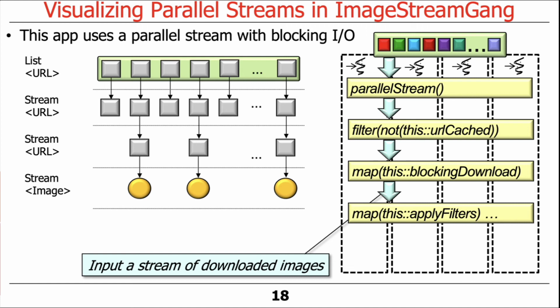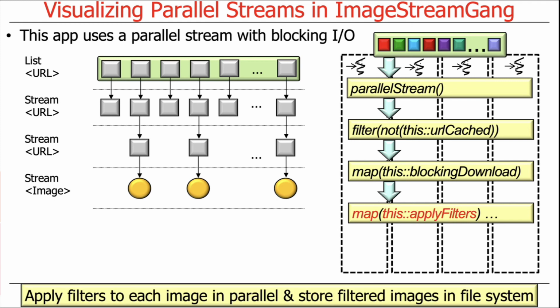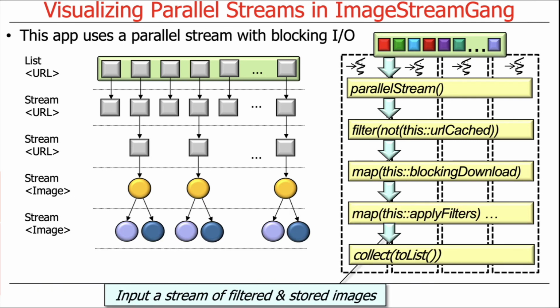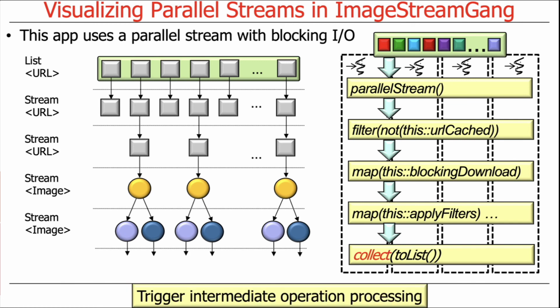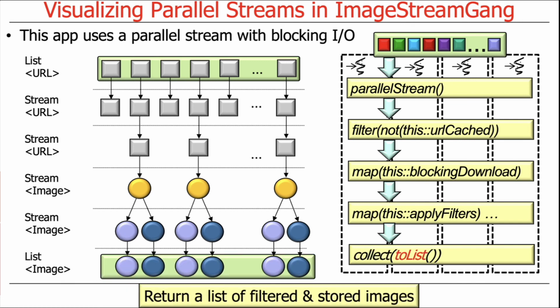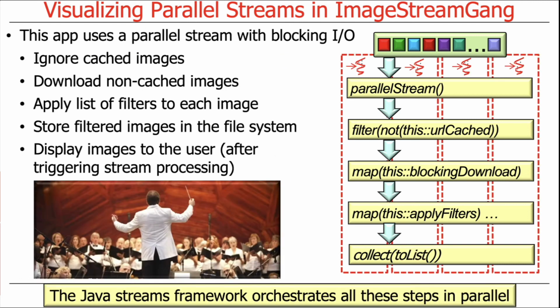That will return a stream of streams of these filtered images, which we then would use with reduce and stream concat to turn into a stream of transformed images, which we then connect into collect, and we end up triggering all the intermediate processing, because nothing did anything until we reached this step, of course. And at that point, we then store the results into this list, which can then be displayed.